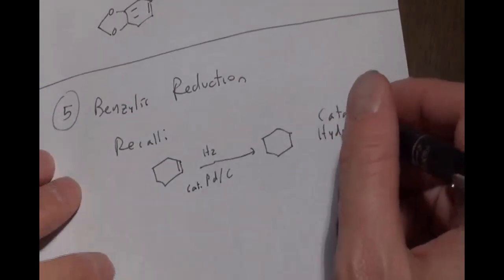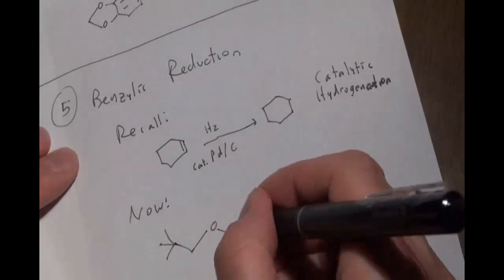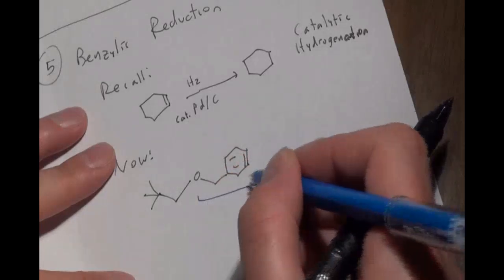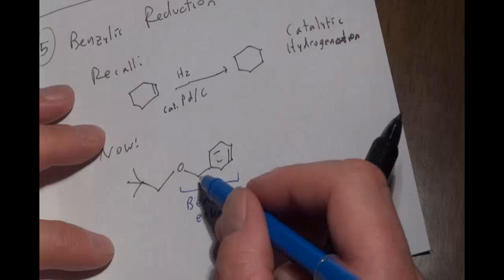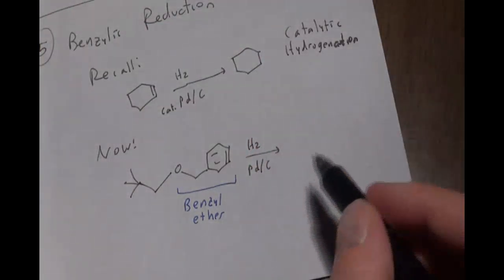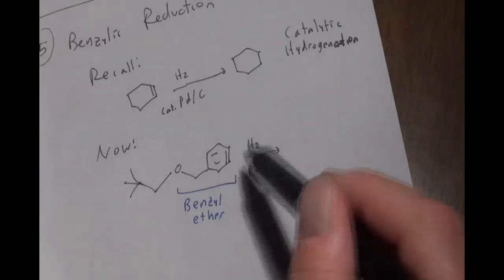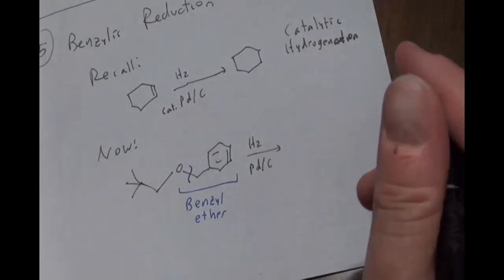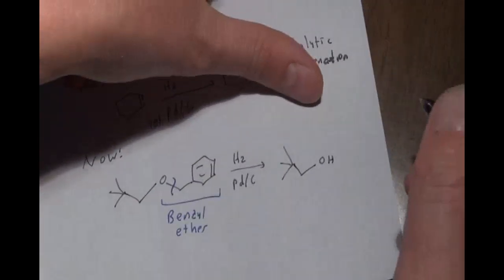Okay, now what you're going to learn is that if you have a benzylic ether, or benzyl ether, a benzyl ether, so it's a benzene with a CH2 and an oxygen, and we treat this with H2 and palladium, you'd say, well, that's totally different than this. Alkene to alkane, this has no alkenes. The benzene's not an alkene. But this actually causes a cleavage reaction. So that bond gets cleaved, the benzyl carbon-oxygen bond gets cleaved. And so the product is actually a primary alcohol and toluene.